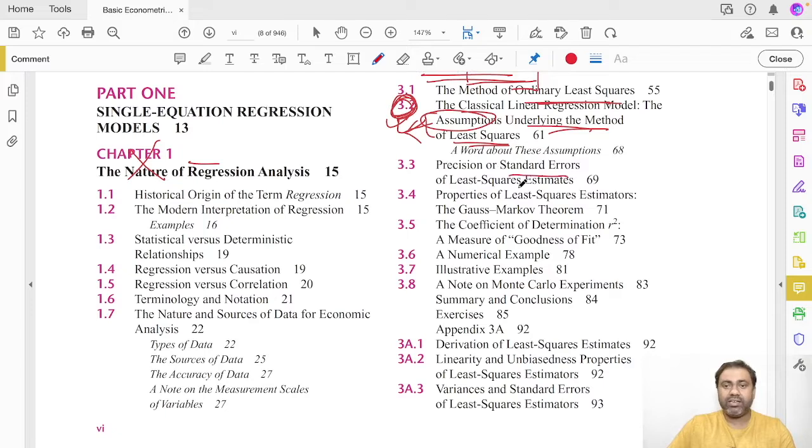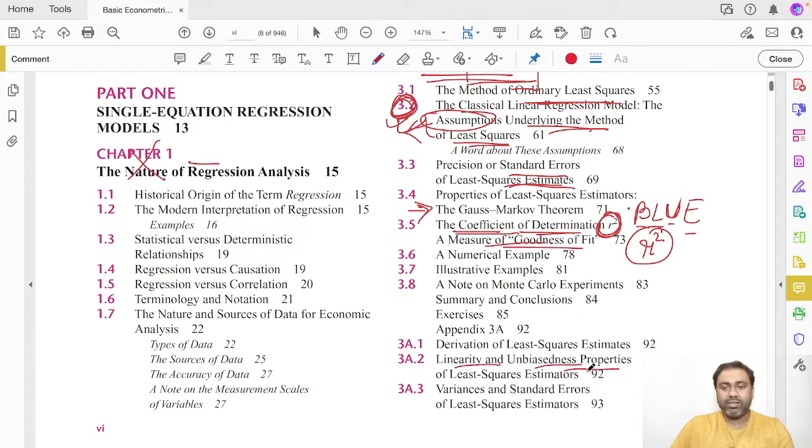Precision or standard errors of least squares estimates, properties of least squares estimates, the Gauss Markov theorem. You just need to find out what the Gauss Markov theorem is and what the assumptions of the Gauss Markov theorem are. We often refer to it as BLUE, best linear unbiased estimator. Then the coefficient of determination. Many questions are asked from the coefficient of determination. What is this R square, what is goodness of fit, and how is it related to other concepts?